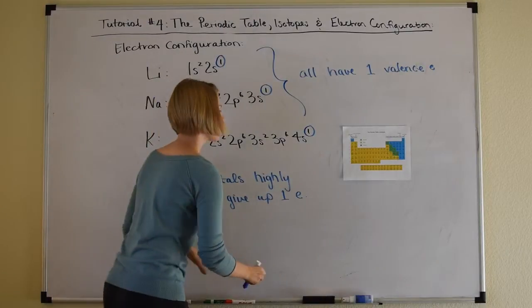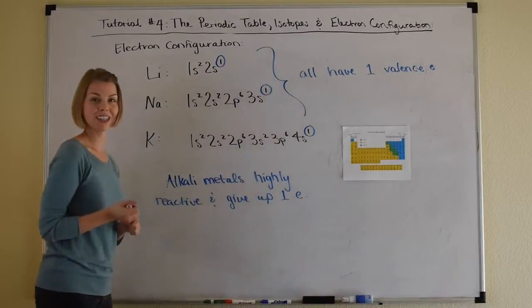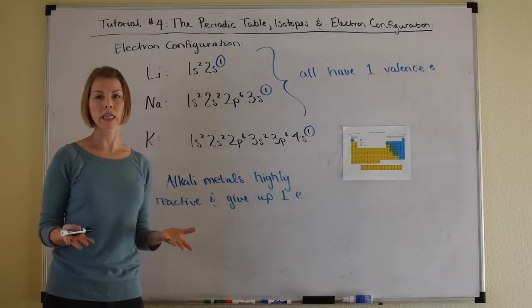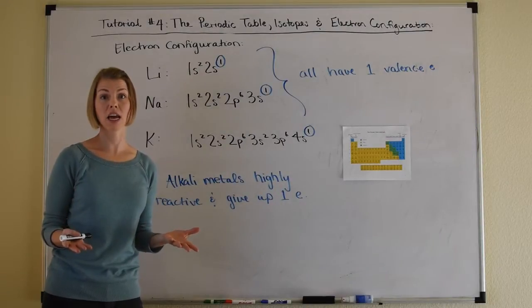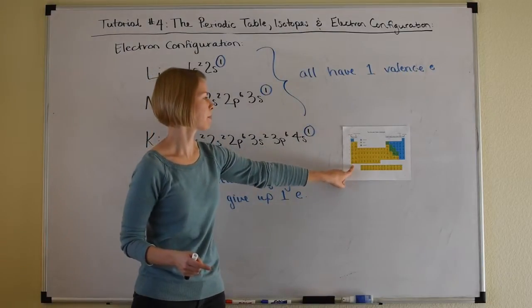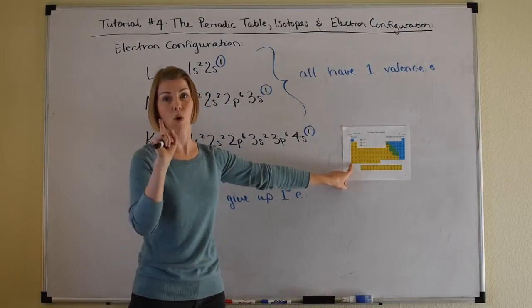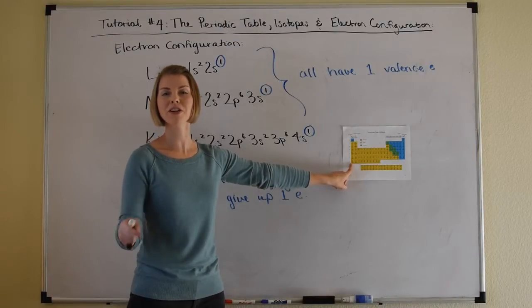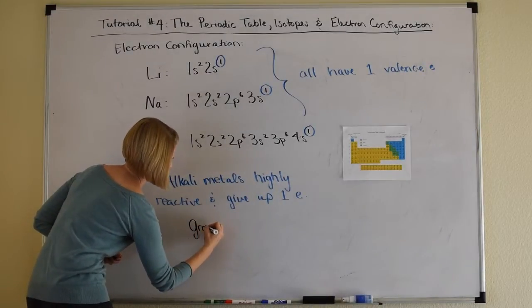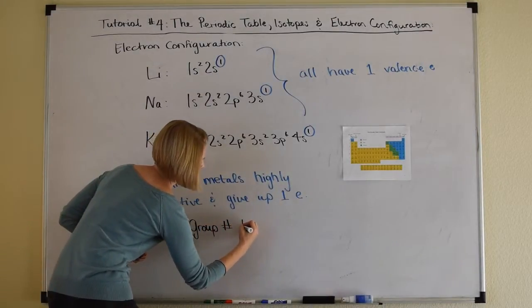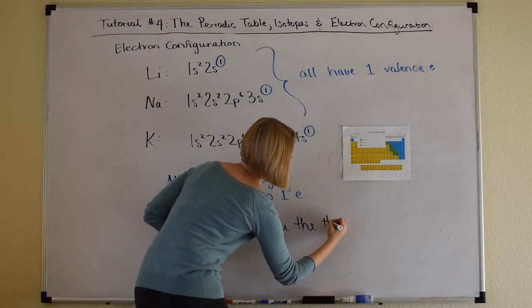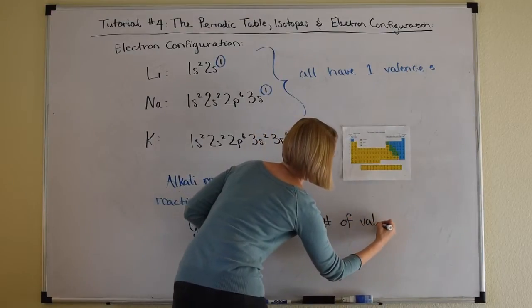Okay, so I'm going to show you a little trick here. You don't really even need to write the entire electron configuration to quickly and easily see how many valence electrons a particular atom has. All you have to do is look at the group number, okay? So all of your alkali metals are going to have one valence electron. What's the group number? 1. Okay, so the group number will tell you the number of valence electrons.